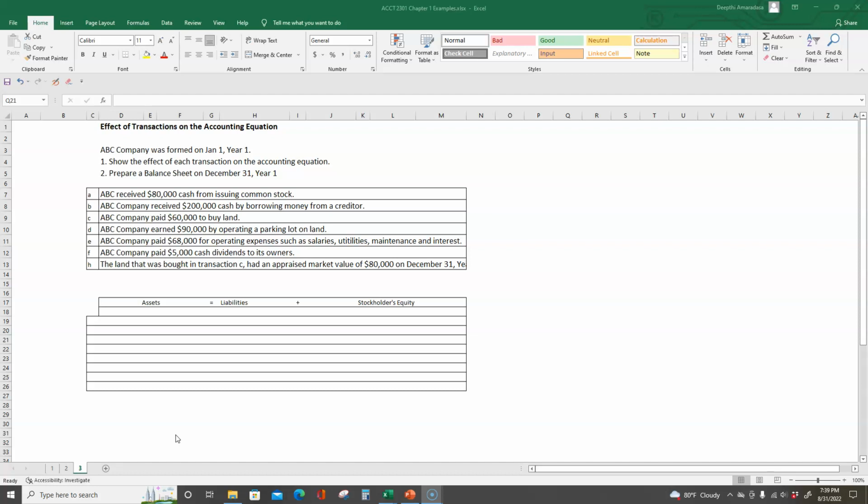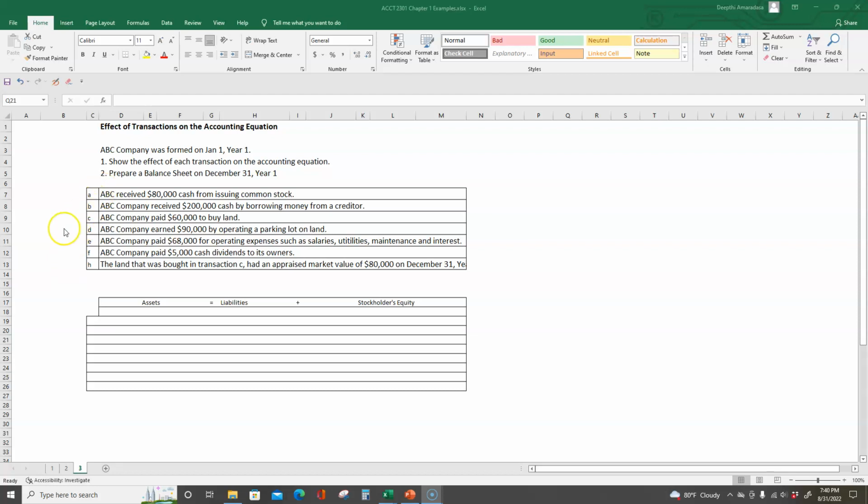It says ABC Company was formed on January 1, year 1. So if this was formed on January 1, year 1, this company was just born. Think of it as just being born. There was no company before this date. They want you to show the effect of each transaction on the accounting equation. So they have given you transactions A through H. And then the second part says prepare something called a balance sheet on December 31st, year 1.